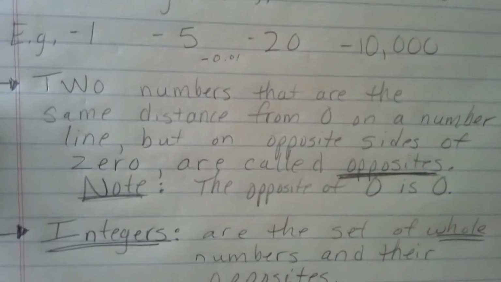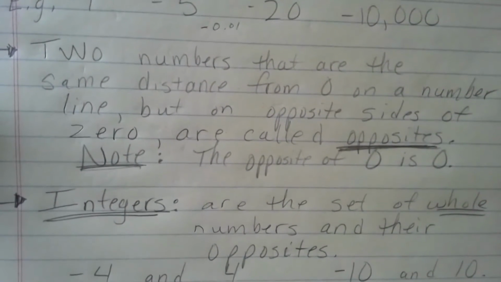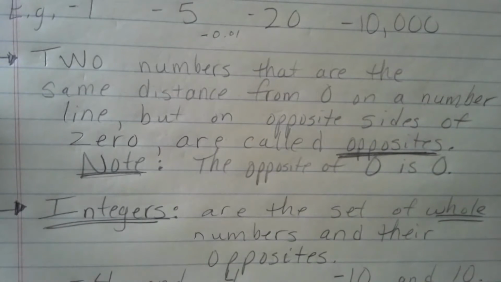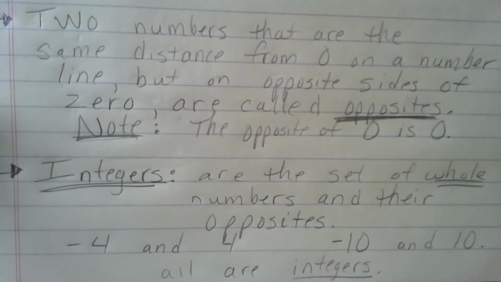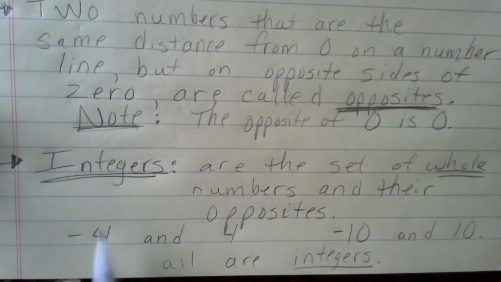Now, integers are the set of all those whole numbers and their opposites. Okay? So -4, 4, -10, 10, -1,000, 1,000, -1,000,000, 1,000,000. All of those are integers. And what I happen to be listing are their opposites. Okay? So all of those are integers.